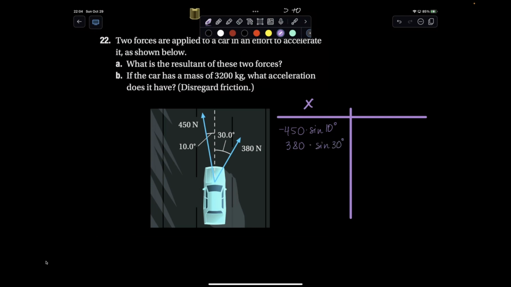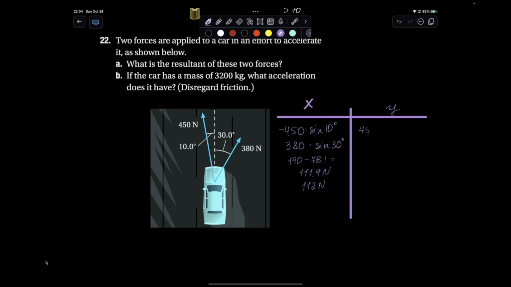These are my x components, and when I put them into the calculator, that'll be 190 minus 78.1. That is 111.9 newtons. I mean, you can just do 112 newtons. That's perfectly fine.